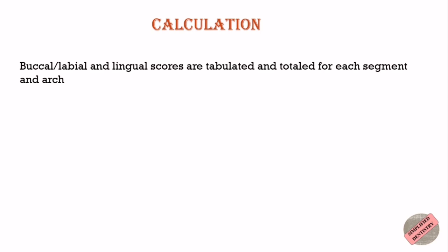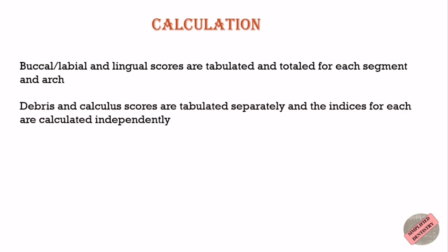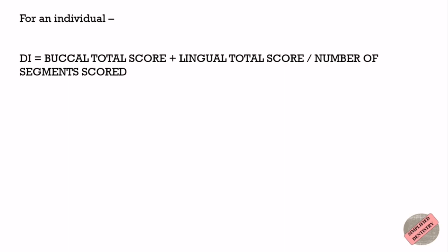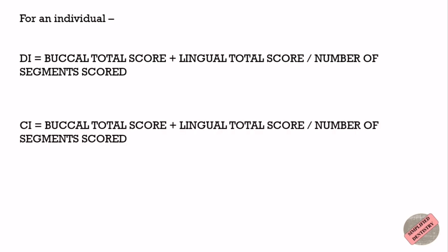Now let's have a look at the calculation. The buccal or labial and the lingual scores are tabulated and summed up for each segment and each arch. And then the debris and calculus scores are tabulated separately and the indices for each are calculated independently. So, for an individual, debris index is equal to the buccal total score and lingual total score divided by the number of segments scored. And in the same way, calculus index is equal to buccal total score and lingual total score divided by the number of segments scored.